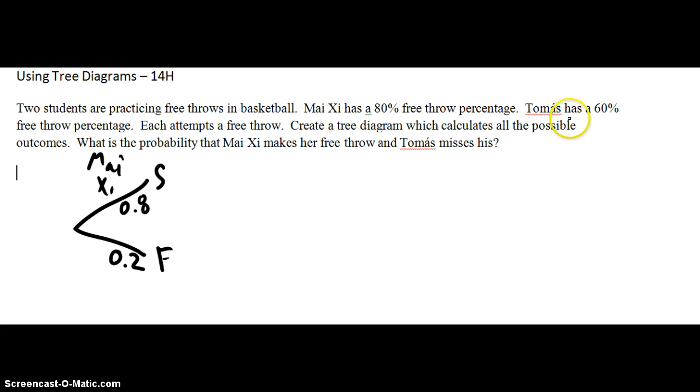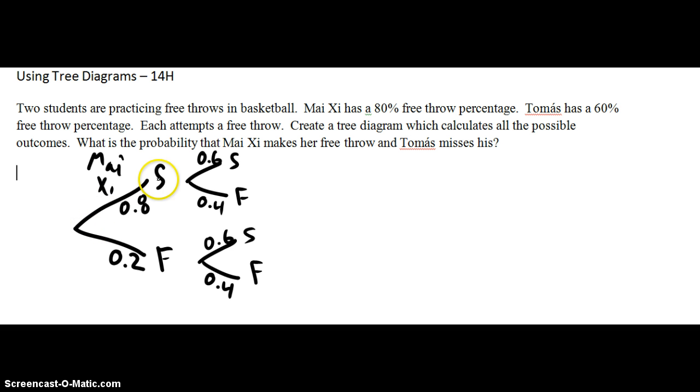Now, then we have Tomas, of course, either succeeds or fails, and he has a 60%, so we're going to call this 0.6, 0.4, 0.6, 0.4, okay? And this is all Tomas. I don't have enough room to label it. Sorry about that. So now we want to figure out all the possible outcomes, okay?